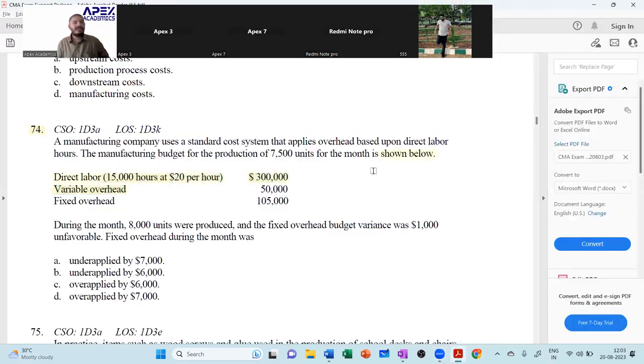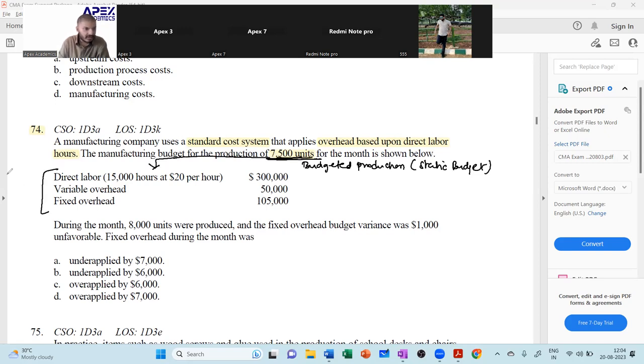Right now, a manufacturing company uses a standard costing system that applies overhead based on direct labor hours. The manufacturing budget for the production of 7,500 units is shown below. My dear friends, first of all, understand that 7,500 is budgeted production. This is a static budget. For these 7,500 units, these are the budgeted costs. What are these?